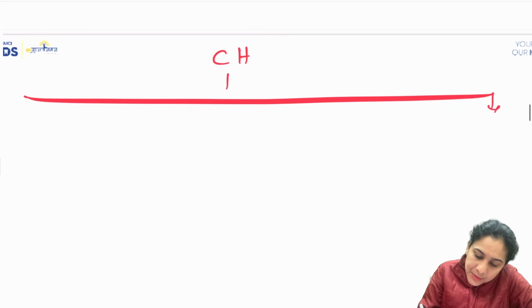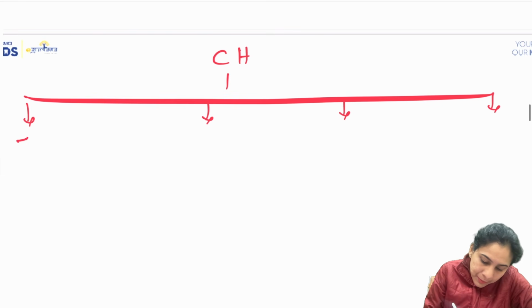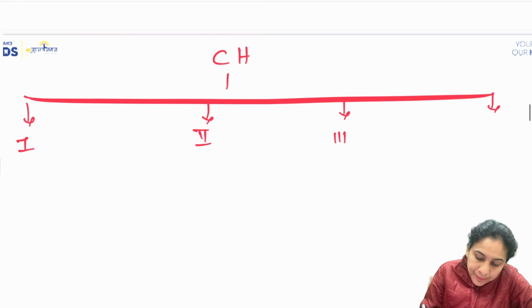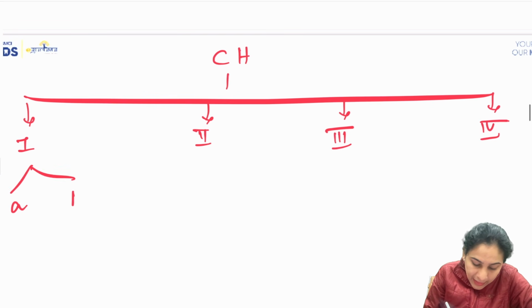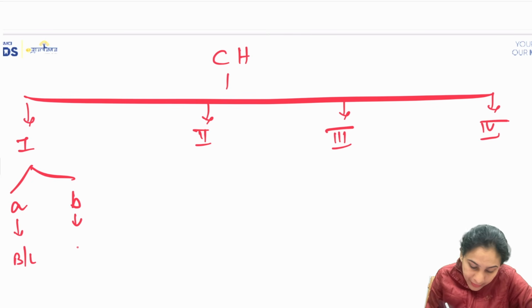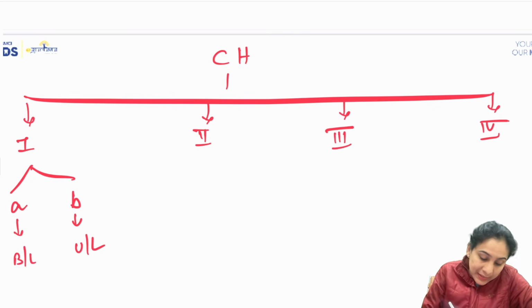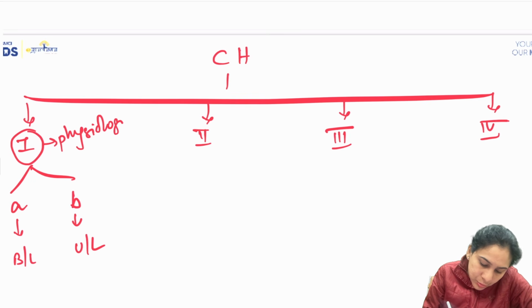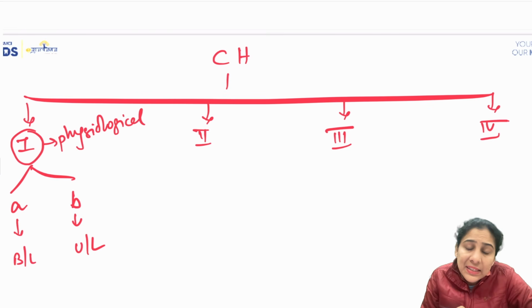Alright, so what is the Wold-Ford classification of condylar hyperplasia? There are 4 types. Type 1, type 2, type 3 and type 4. Alright, type 1 has a type 1A and type 1B. Type 1A is bilateral mandibular condylar enlargement. Type 1B is unilateral. Right? And type 1, what is type 1? Type 1 is basically physiological growth. Right? Coming to type 2.